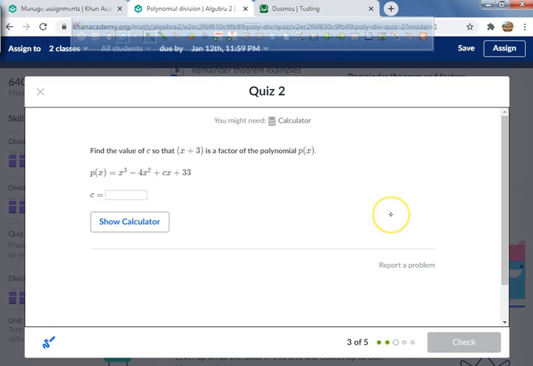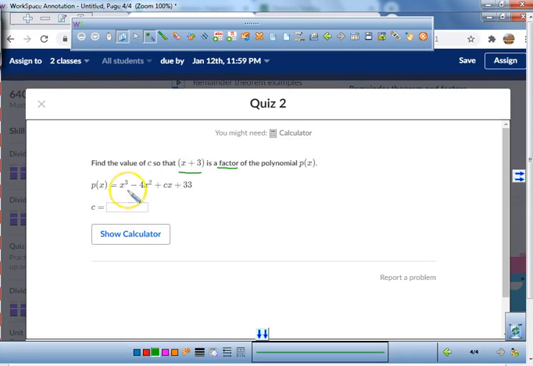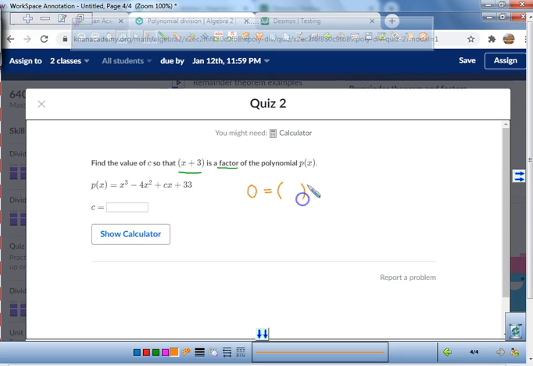All right, and so in this problem, we're trying to find the value of c so that x plus 3 is a factor. Now, whenever this is a factor, the remainder has to be equal to 0. So what we're going to do is set p of x equal to 0. So I'm going to put 0 equals parentheses cubed minus 4 open parentheses squared plus c times open parentheses plus 33. So literally, wherever there's a value of x, what number would you plug in here to make it equal to 0? You'd plug in a negative 3. So right here, I'm going to plug in a negative 3.